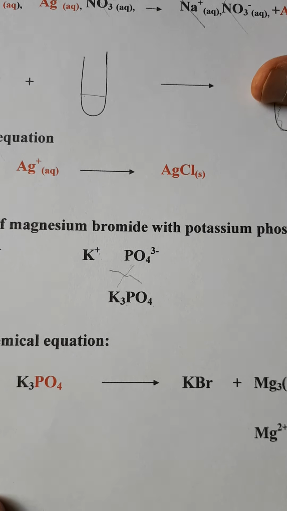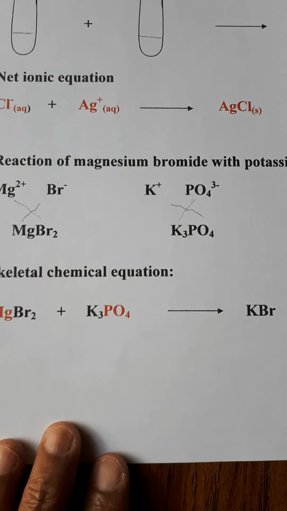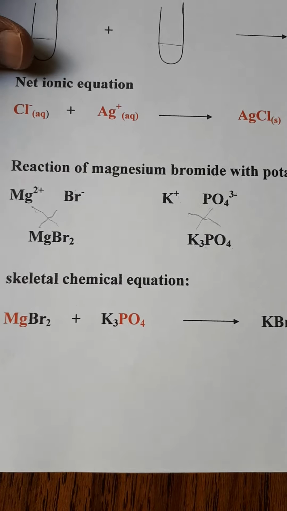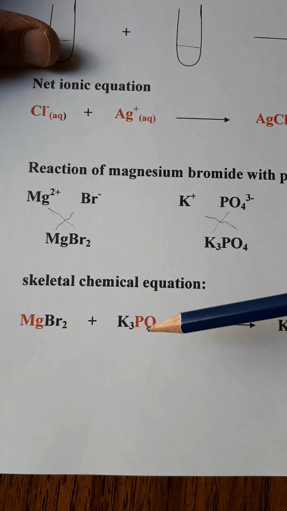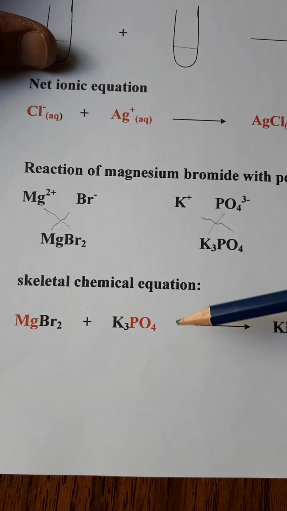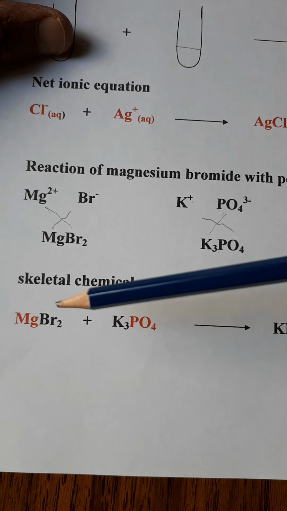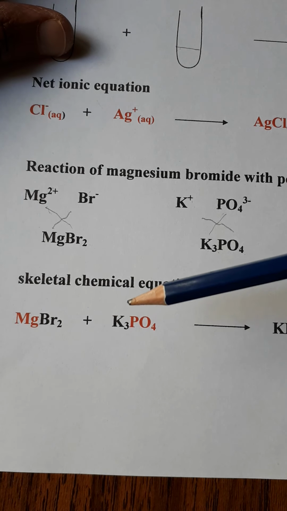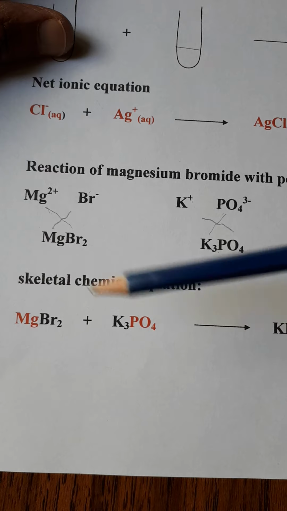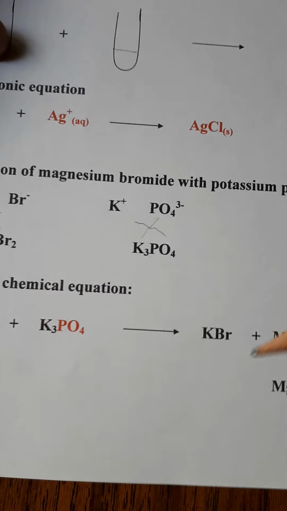Now we can start writing the chemical equation. Skeletal chemical equation. So MgBr2 and potassium phosphate will react. Now we can predict the products. One product is KBr. We know the formula is KBr because K is +1 charge, Br -1 charge. So we know that's KBr.